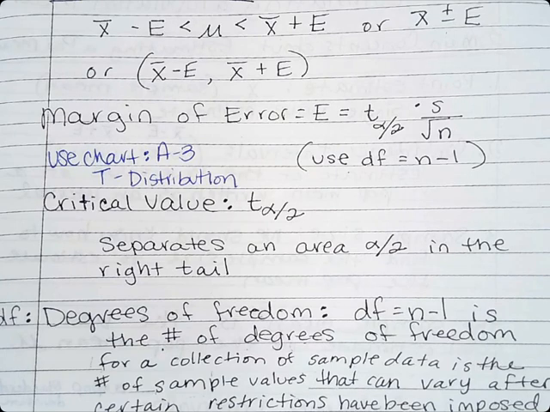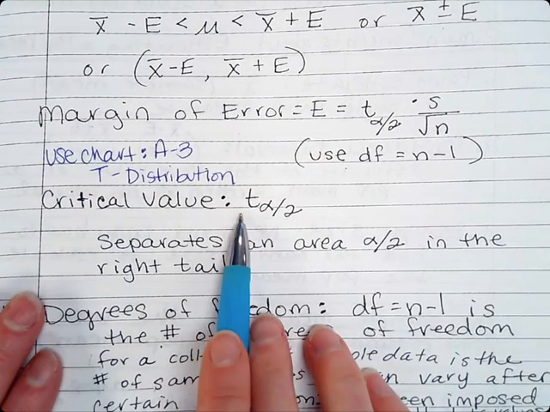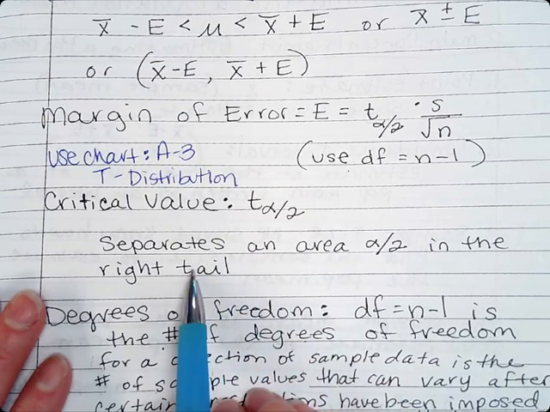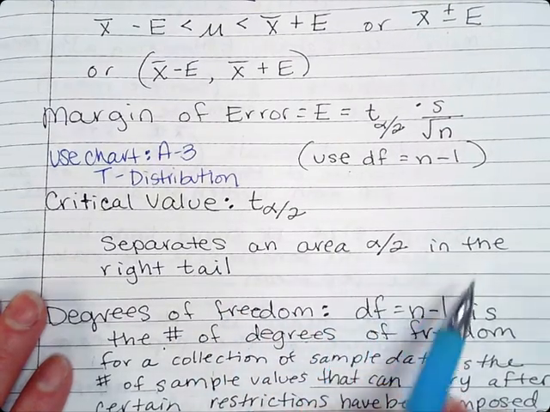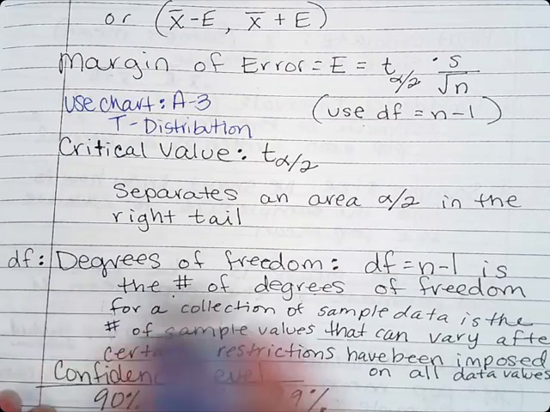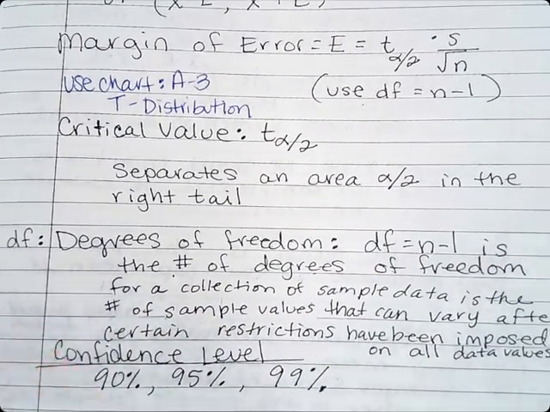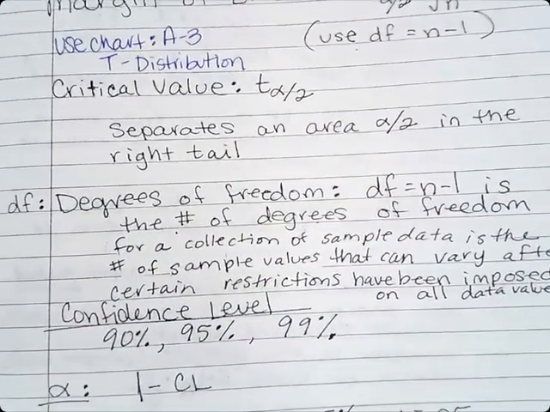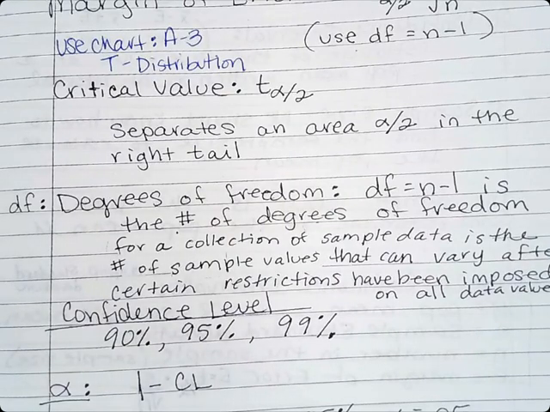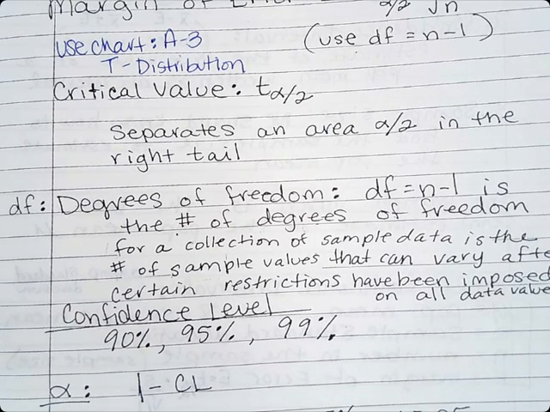Our critical values will be found on our chart. So when we were doing 7.1, we were talking about the z-score, and we were doing z alpha over 2. Now we're doing t alpha over 2, which separates an area alpha over 2 in the right tail. Degrees of freedom tells us how many of the samples we could actually use in order to estimate our population mean. So you take what's in your sample size and you subtract 1 from it.